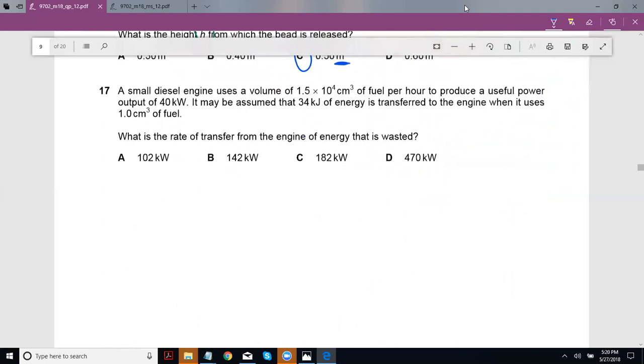17. A small diesel engine uses a volume of 1.5 into 10 to the power 4 centimeter cube of fuel per hour to produce a useful power output of 40 kilowatts. It may be assumed that 34 kilojoules of energy is transferred to the engine when it uses 1 centimeter cube of fuel, and they're trying to figure out the rate of transfer of energy that is wasted. The rate of transfer of energy that is wasted is basically the power that is wasted, because energy upon time is your rate of transfer, which is power.